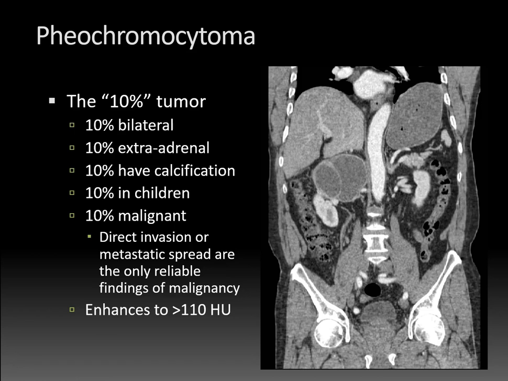Now, it used to be thought that approximately 10% of pheochromocytomas were inherited, but that number has actually been found to be higher. About 25% of patients carry some kind of gene mutation.